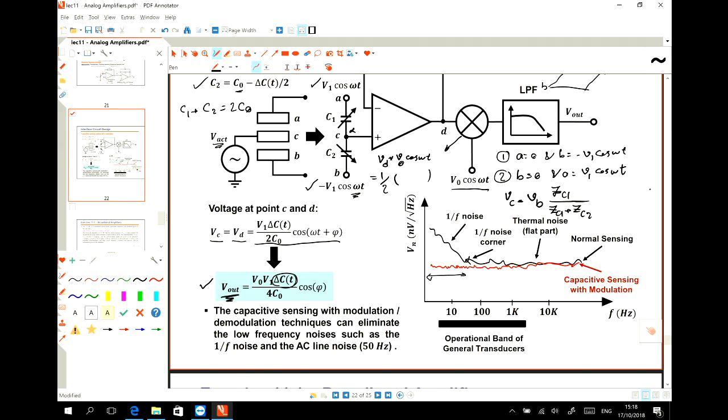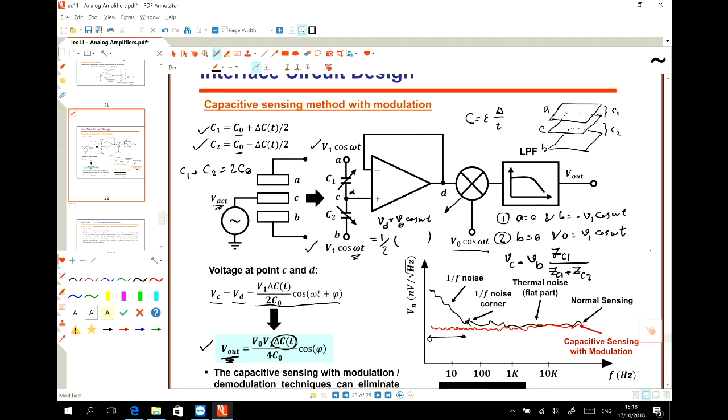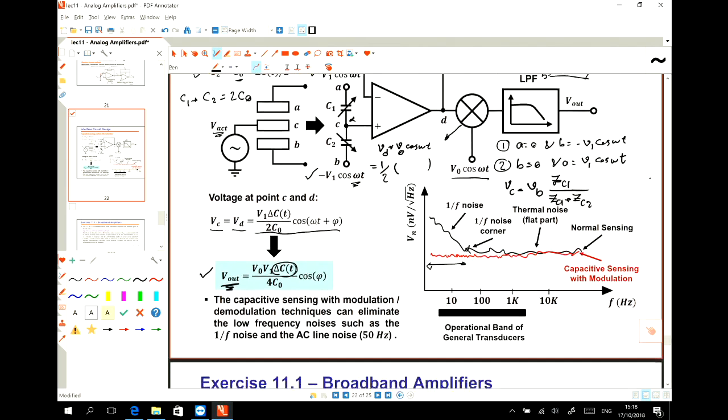Actually this is a very simple circuit, so lots of research is going on this. I think Professor Mehmeti himself, his group is working on this. Many more complicated circuits on this have been designed and tested here in Monash.